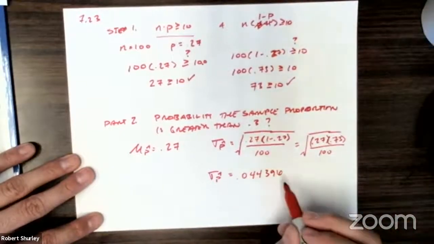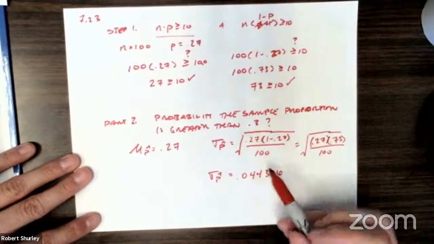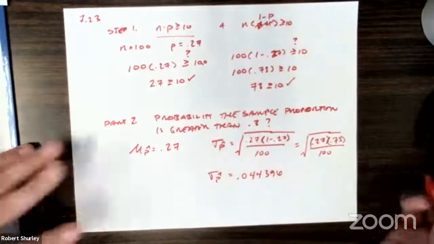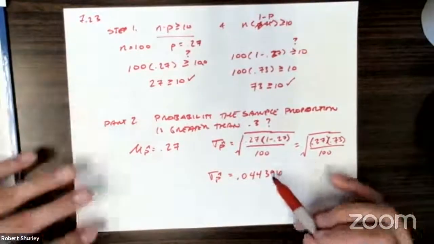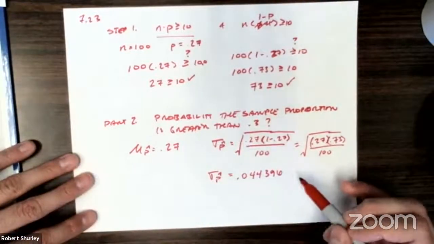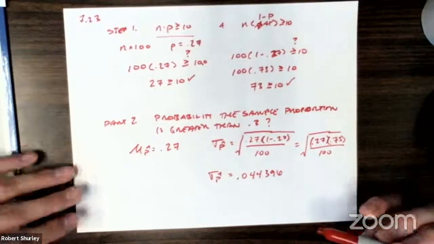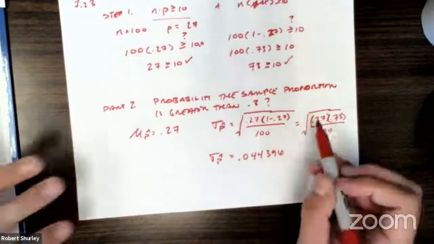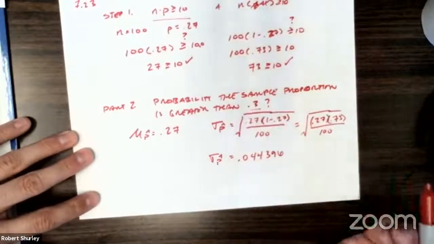I get 0.044396. And you really don't want to round it if you're going to keep using it. You want a lot of decimal places, okay? I know you probably want to cut it off, but if it goes down this low, get 5 or 6 decimal places, okay? So now the question though was, what's the probability the sample proportion is greater than 0.30?